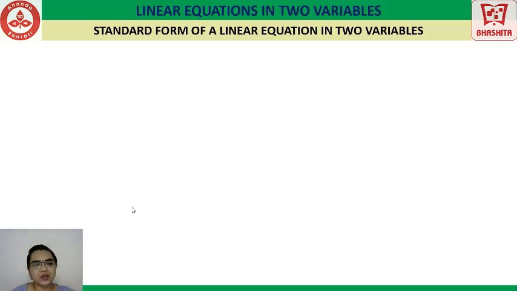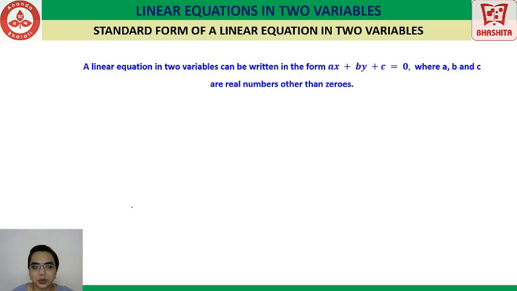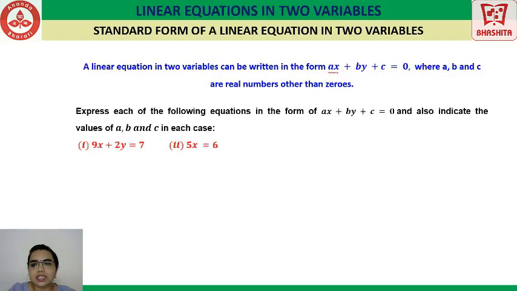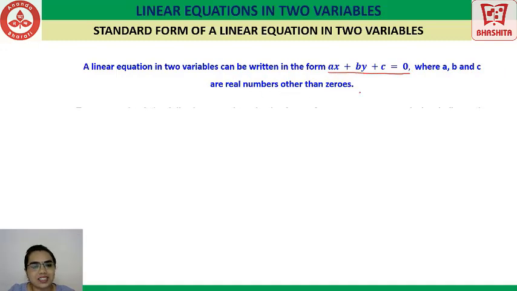Let us move ahead and now talk about the standard form of a linear equation in two variables. Now what is the standard form of a linear equation in two variables? A linear equation in two variables can be written in the form of ax plus by plus c is equal to 0, where a, b and c are real numbers other than zero. Here the most important thing is that the values of a, b and c are real numbers, but they cannot be equal to 0.